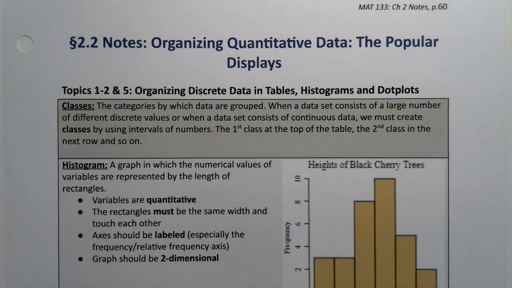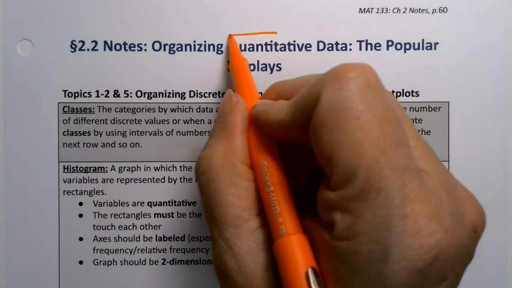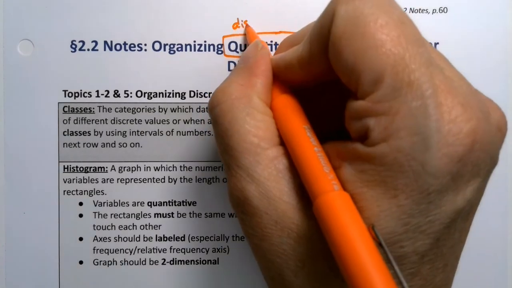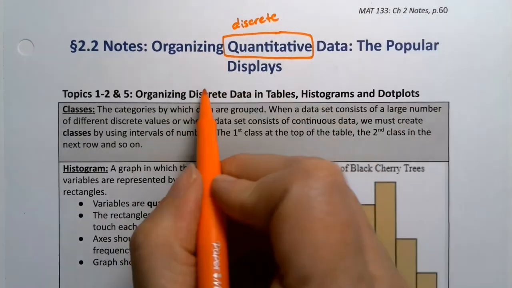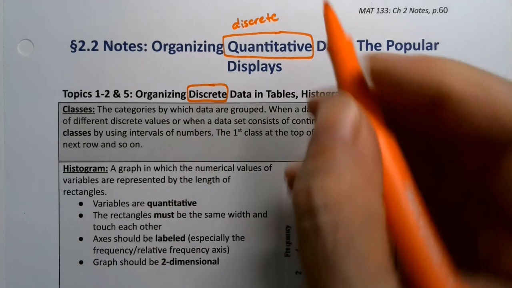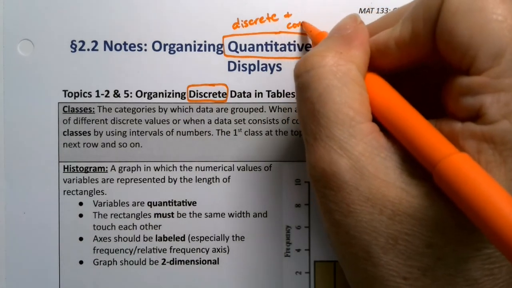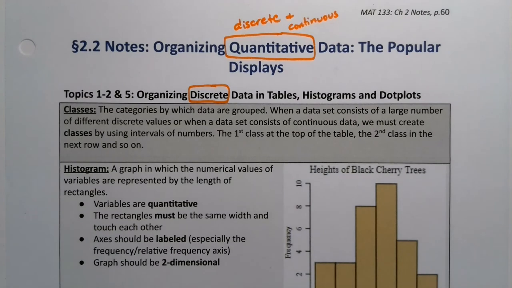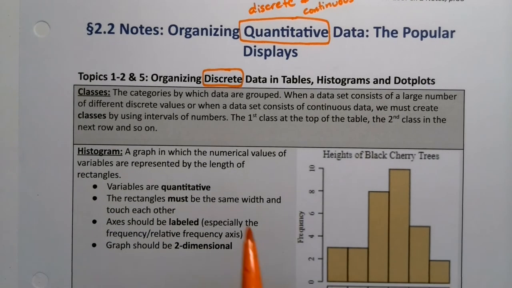In section 2.2, we finally want to deal with organizing quantitative data. So that will be both discrete and continuous quantitative data. Hooray! All right, so discrete, which is what we're going to work with first. You can see right here, discrete and continuous data, which we'll work with a little bit later in the section.